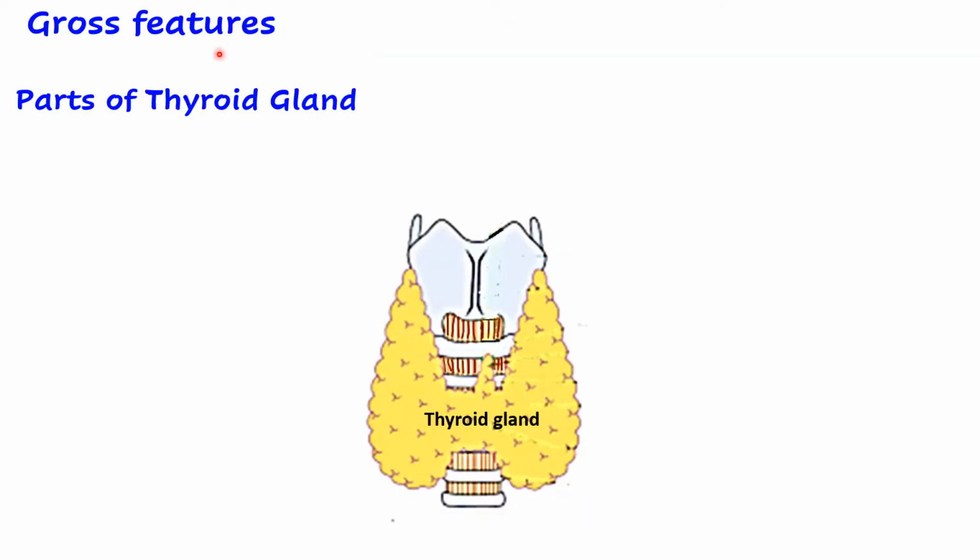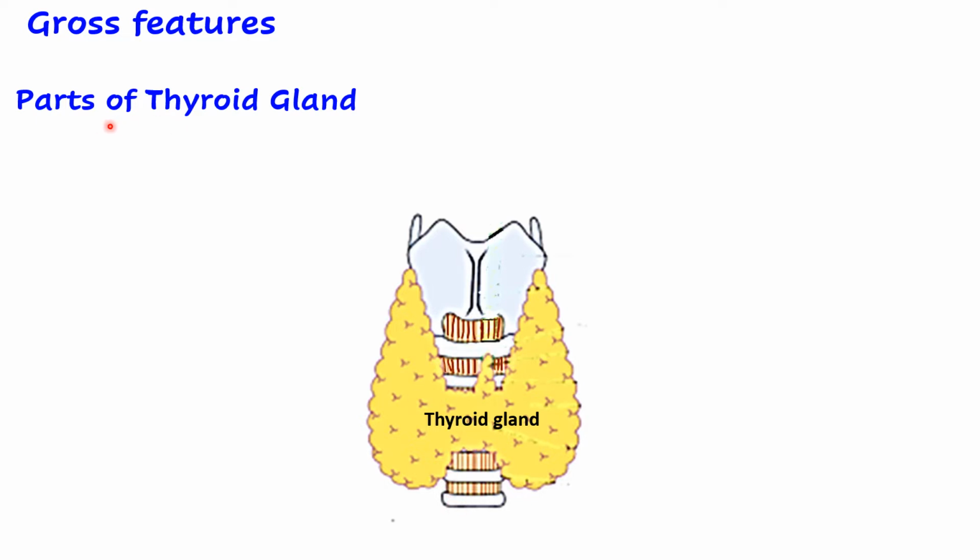Let us see the gross features of thyroid gland. So here we can see this is the thyroid gland. And here this is the thyroid cartilage, this is cricoid cartilage, and we can see the cartilaginous rings of the trachea. So above the cricoid cartilage, this is larynx, and from the lower border of the cricoid cartilage down here, this would be the trachea.